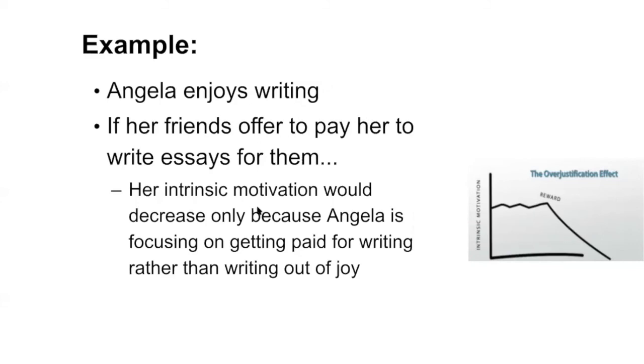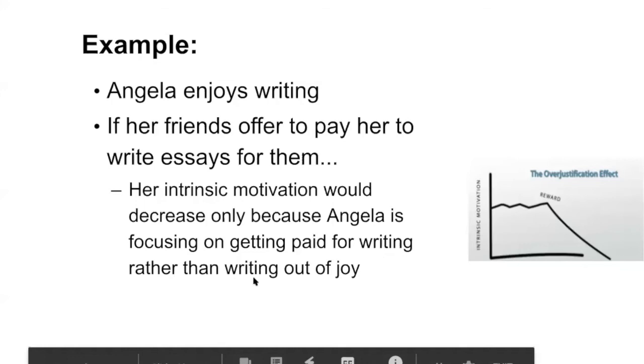So for example, let's do this. Angela really loves to write or to paint, okay? If her friends offer to pay her for writing essays or for her artwork, it's possible and very likely that her intrinsic motivation to do either will decrease, because Angela might start to focus more on getting paid for writing or for her artwork than doing it out of pure joy.